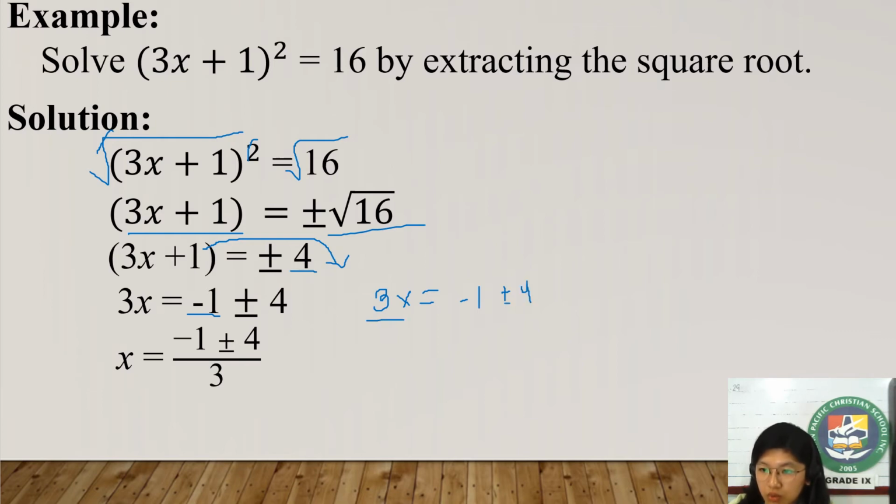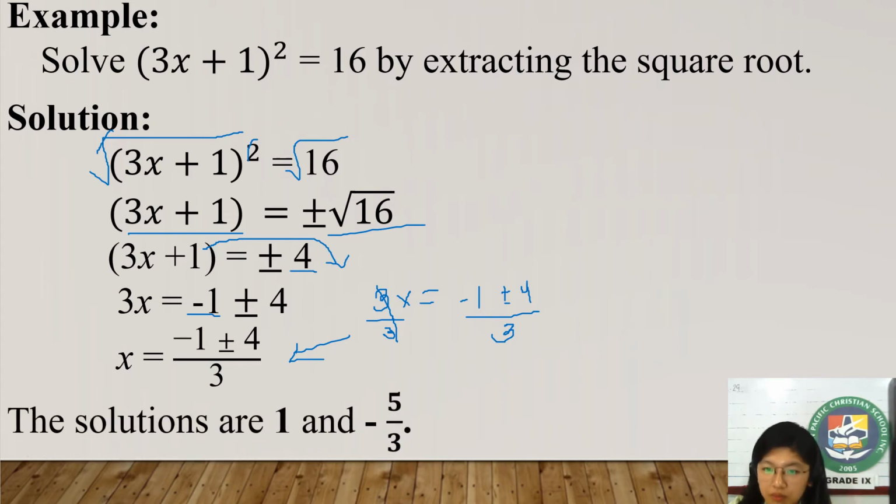So, i-divide both sides kung anong kasama ni x. So, we have 3, 3. Then, cancel. Ang natira is ito. X is equal to (negative 1, positive negative 4) over 3. So, kapag pinaghiwalay natin yan, we have here negative 1. Tapos, since positive and negative ito, unahin natin yung positive or plus. So, we have plus 4 over 3.